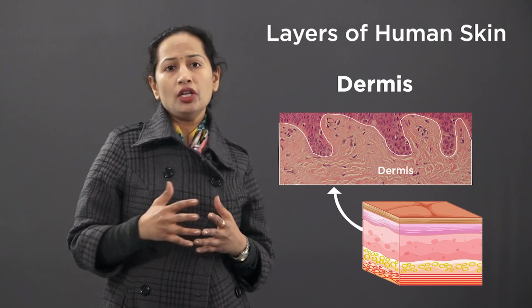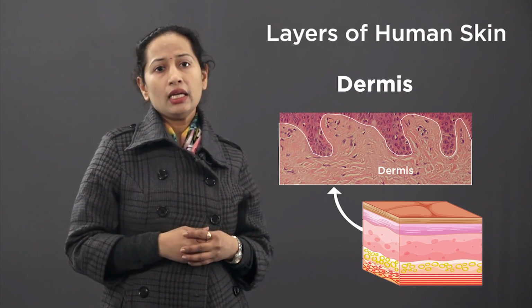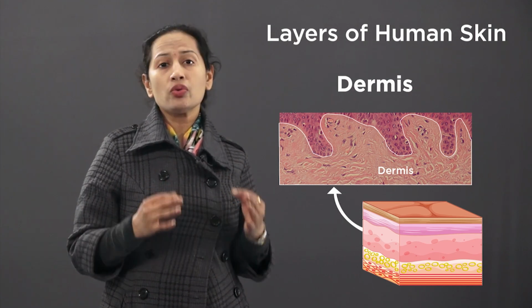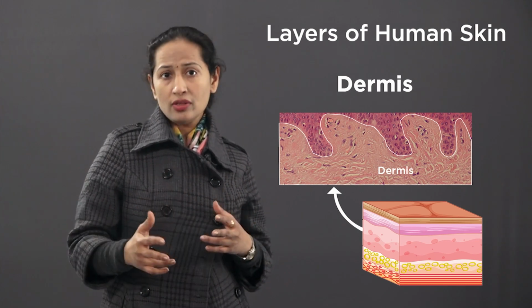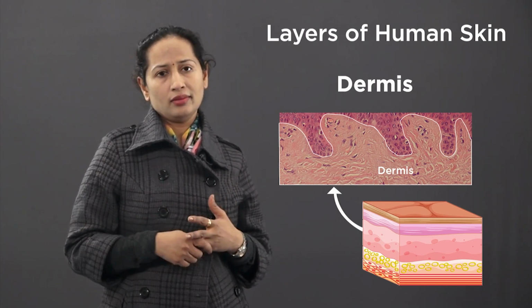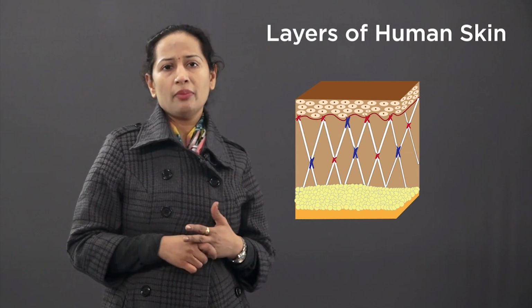Dermis consists of collagen and elastin fiber. It is also known as true skin. Dermis contains two types of gland, sebaceous gland and sweat gland. Let's talk about the collagen fiber first.